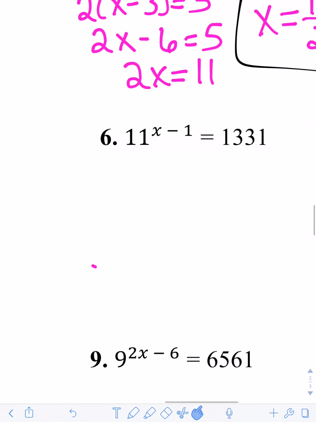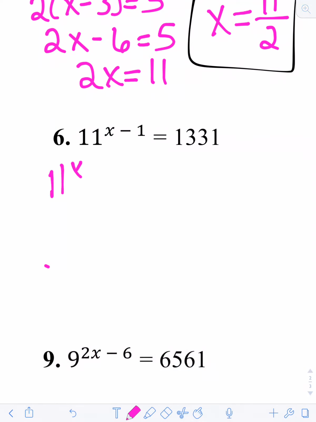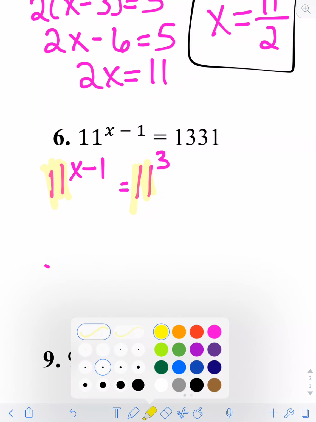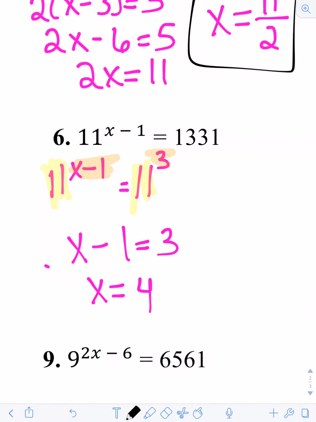All right, number 6. So again, my base here is 11. So I'm going to rewrite this. I have 11 to the x minus 1 is equal to 11 to the power of what to give me 1,331. And it ends up being the power of 3. So again, my bases here are the same, 11 and 11. My exponents are equal to each other since my bases are equal to each other. So we just have x minus 1 is equal to 3. So x is equal to 4. And that's your final answer.